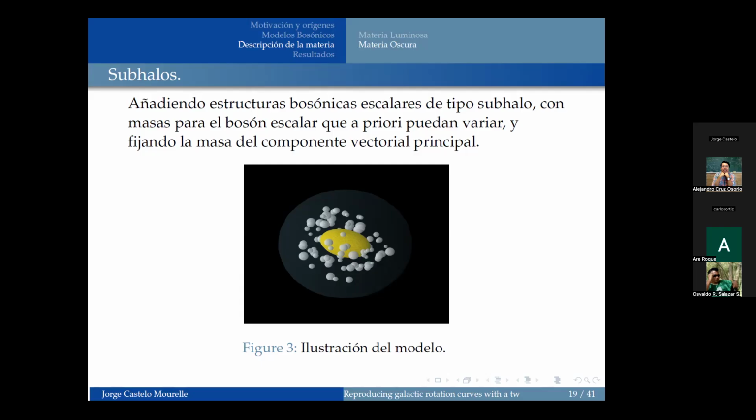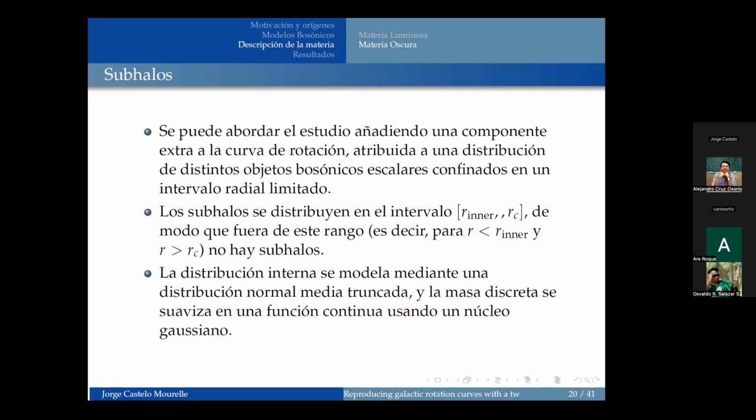We will see it. So the point of studying subhalos is that in a region of our galaxy determined by some internal and external radius, we can have a distribution of these objects whose masses or sizes we don't really know. The fitting is going to tell us, and then we will see if it has any sense or not.